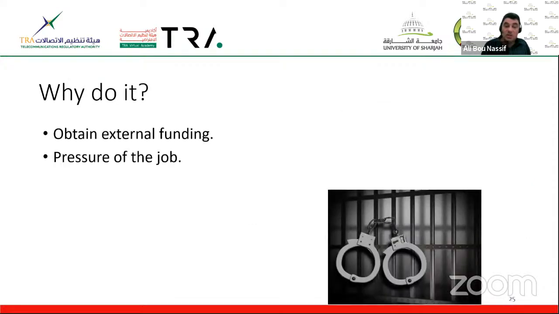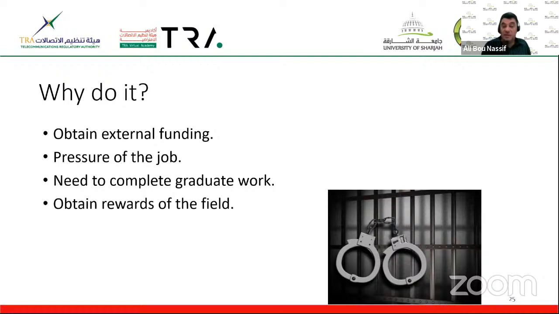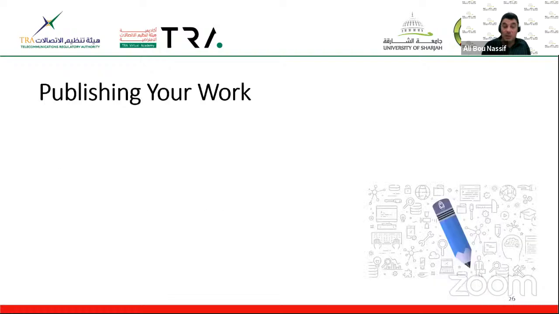Now, why do we do it in general? Why do people commit plagiarism? They want to obtain external funding, or there is the pressure of the job, that you need to publish at least 1 publication per year. So I go and steal others' ideas. Or I need to graduate. So again, don't do plagiarism. Don't have academic misconduct, because eventually you will be in trouble, you and your work.